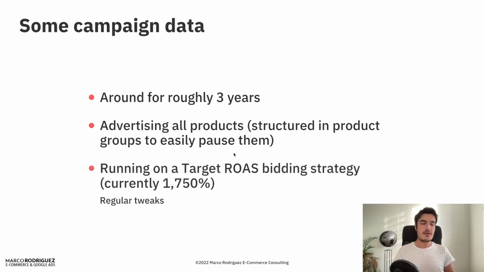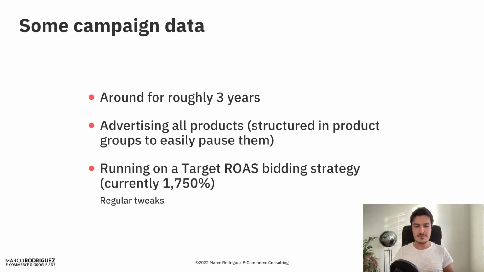It's currently running on a target ROAS bidding strategy of 150%. Regular tweaks are the norm. When you have a large smart shopping campaign, results are usually fairly consistent on a certain level. But you have weeks or months where ROAS goes higher and volume goes down, and vice versa. We always want to stick somewhat close to that level. 20x ROAS, 15x ROAS, sometimes it's 23, sometimes it's 13, but we want to be in that range.